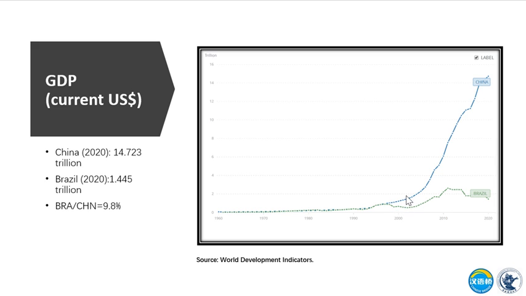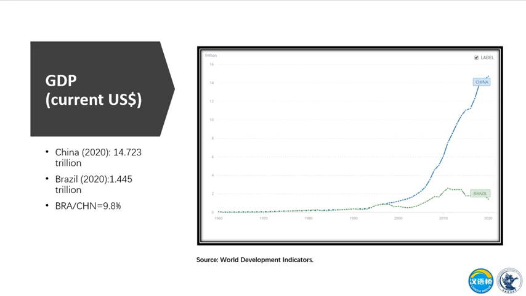1990s, especially when entering the new century, you can see China enjoys very high speed growth, but the growth rate for Brazil is very slow, and you can see the gap in terms of total GDP becomes larger and larger. Nowadays, China has become the second largest economy in the world, following the United States.